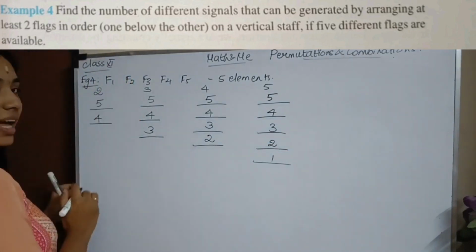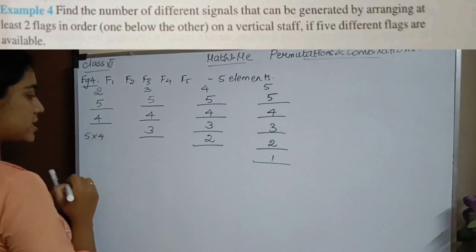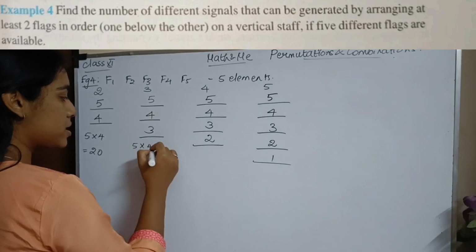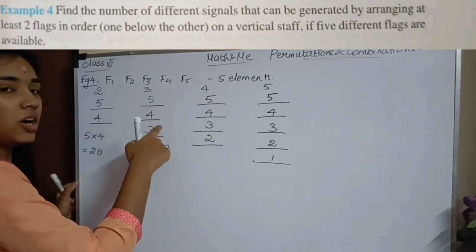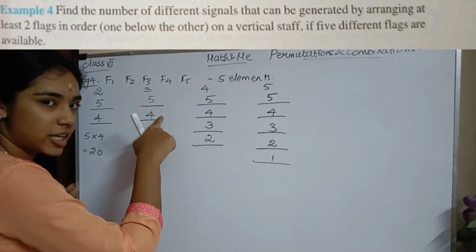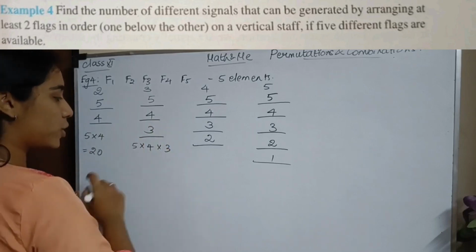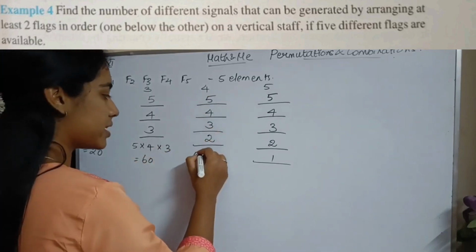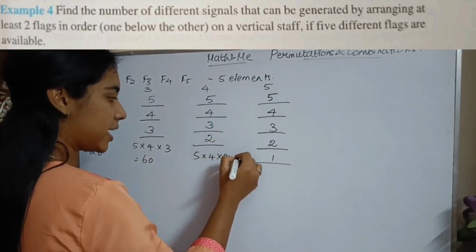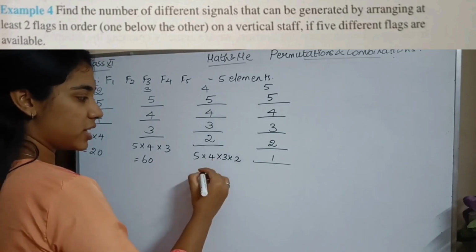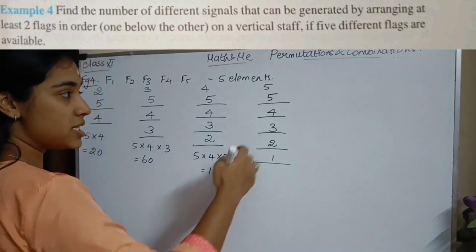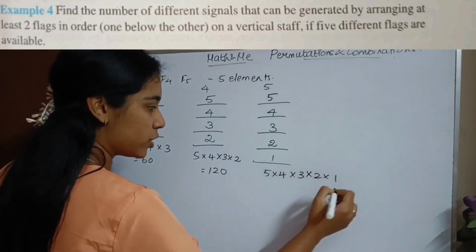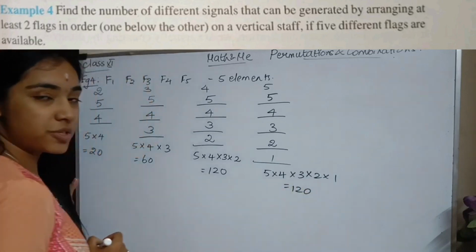So basically for 2 flags, I want both the first and the second flag. So this will be 5 4s are 20. For 3 flags, 5 times 4 times 3. It is a product because I need all the 3 flags: first flag and the second flag and the third flag. So I have 5 times 4 times 3. 5 4s are 20. 20 times 3 is 60. Then for 4 flags, 5 times 4 times 3 times 2. 5 2s are 10. 4 3s are 12. So I have 120 options. And for 5 flags, again 5 times 4 times 3 times 2 times 1. So I have 120 options.